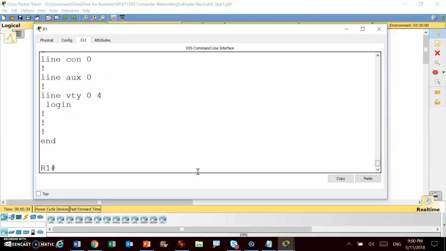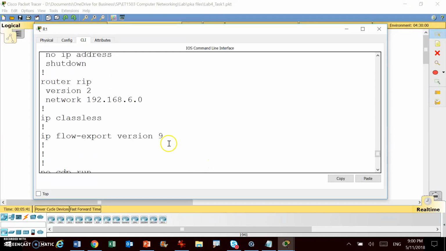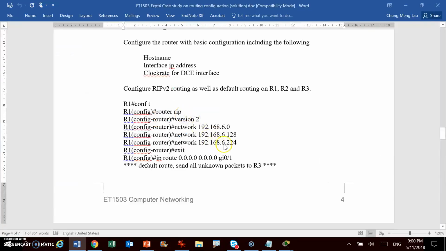Look, show run, see? Although I keyed in 192.168.6.128 and 6.224, it was never reflected in router RIP. Whatever you type in the last number, they will just replace it with 0. So actually you only need to type in 192.168.6.0. This happens because all 3 networks are the 6.0 network.